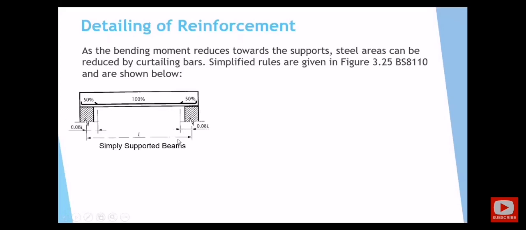In a case of simply supported beam, the code is allowing you to cut 50% of the bars and extend 50% of the bars. So if you have here 100% at the middle because you have the maximum moment here, it allows you to cut 50% of the bars. And what will be the distance here? The distance from the center line of the column to this cut is 0.08 L, where L is the span from center line to center line. So this is in case of simply supported beams.